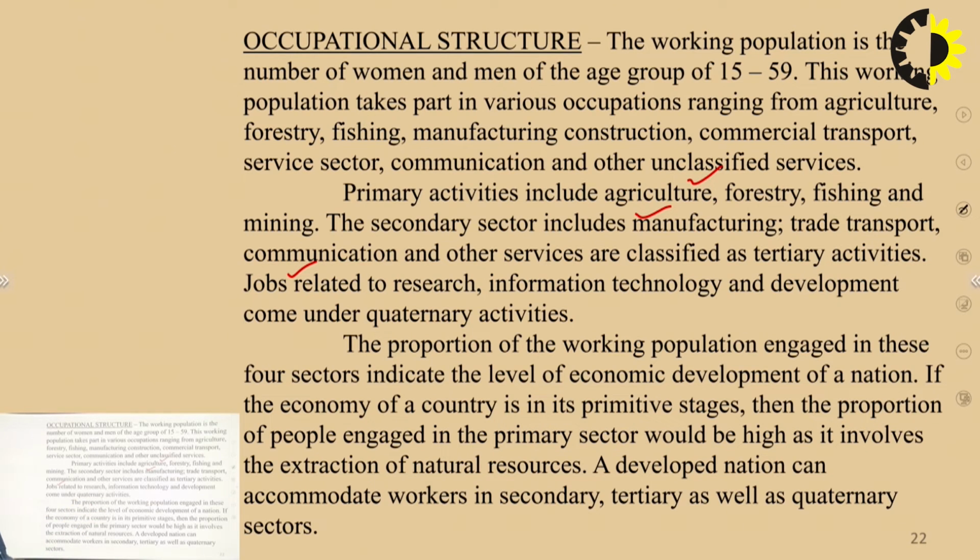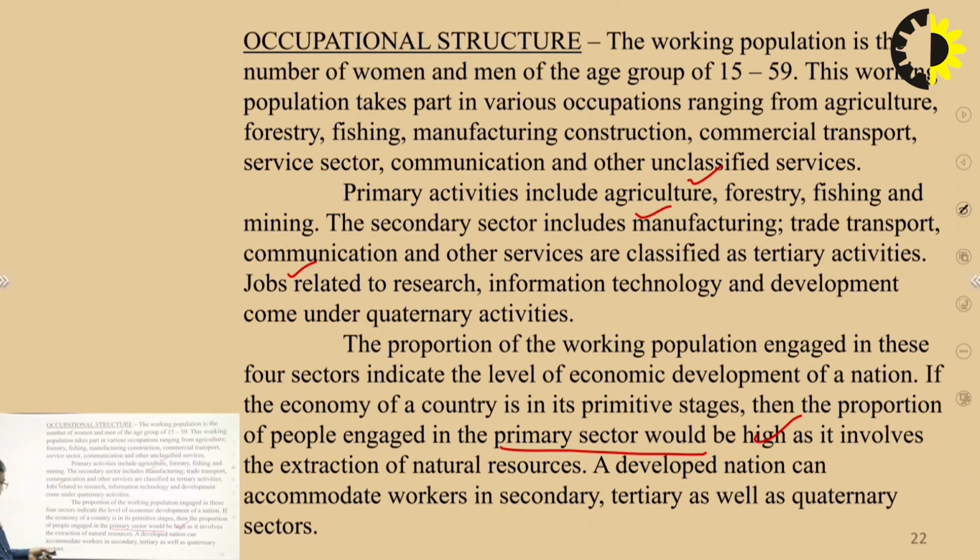The proportion of the working population engaged in these four sectors indicates the level of economic development of a nation. If the economy of a country is in its primitive stage, then the proportion of people engaged in the primary sector would be higher, as it is involved in extraction of natural resources. A developed nation can accommodate workers in the secondary, tertiary, as well as the quaternary sector.